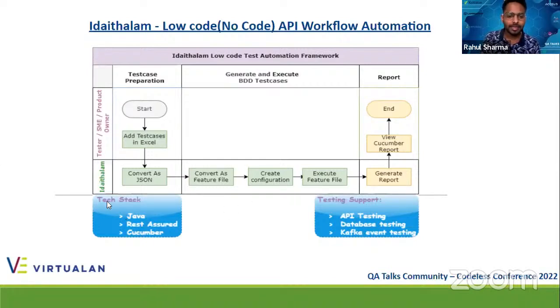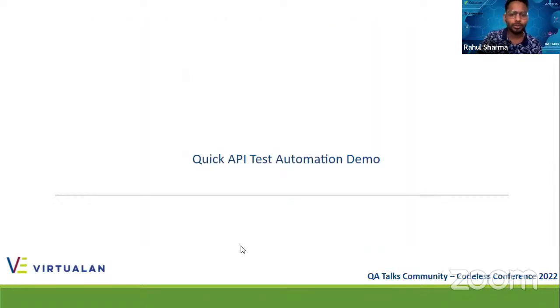So this is the tech stack that the framework uses. It uses Java, REST Assured, and Cucumber. And it supports database testing and Kafka event testing also. Stay tuned for the coming sessions, where some more speakers are in line, and they are going to speak about how to perform database testing and Kafka event testing using the same tool. Let me move to the next slide now.